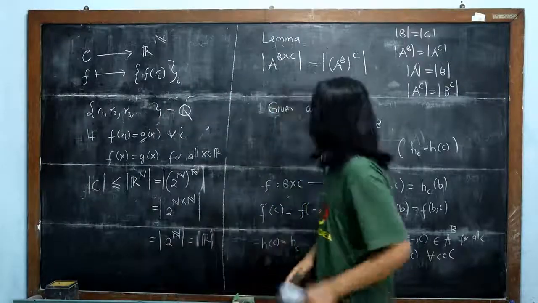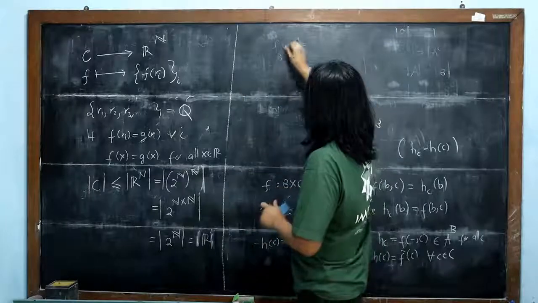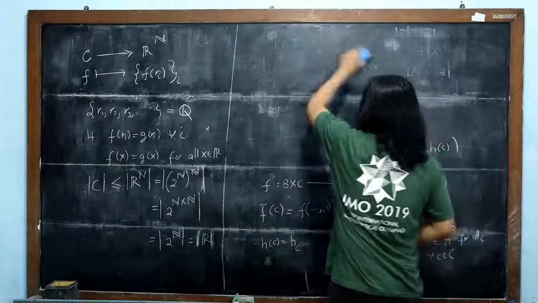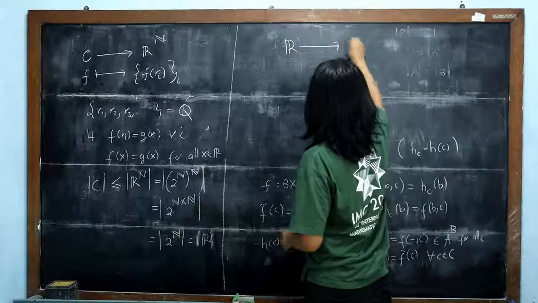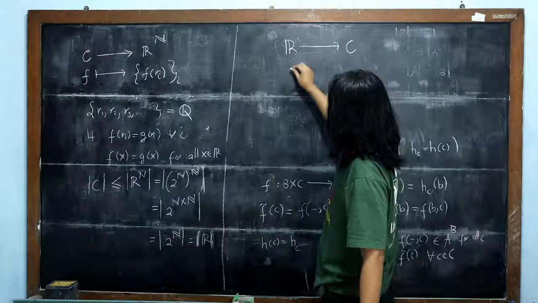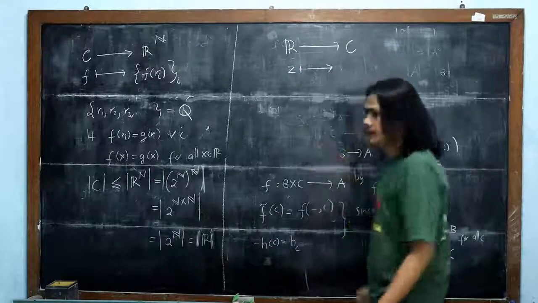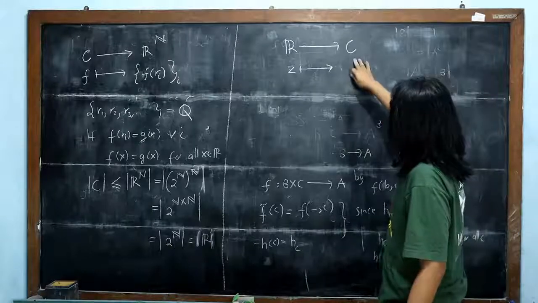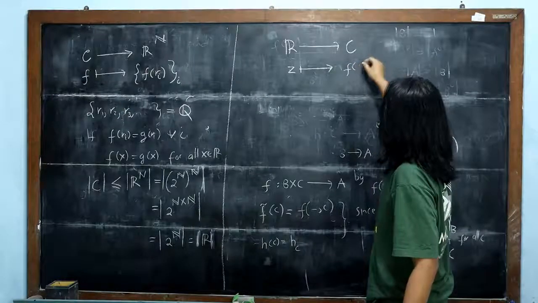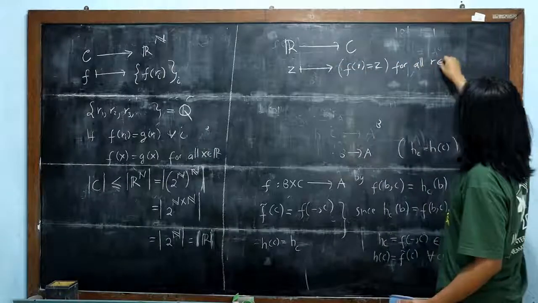Now, for the other way around, we can have an injection from R to C. Given every real number Z, we can have a continuous map which is a constant map: f of r is equal to Z for all r in the reals.